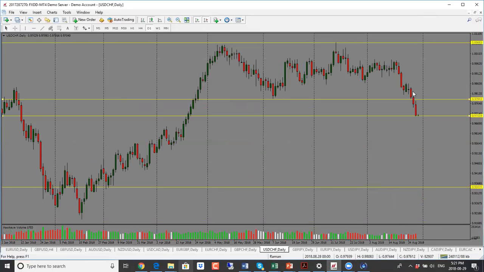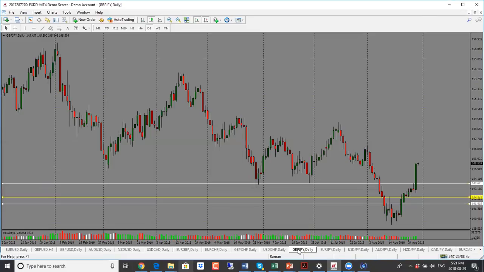Dollar Swiss franc here, we were looking for a drop yesterday. Our target was 0.9700, and it has gone right there. So bias is still to the downside. We are coming into support now, so do keep that in mind, but bias still stays to the downside. Volume supports downside. Next target is 0.9650. So bias is bearish for dollar Swiss franc.